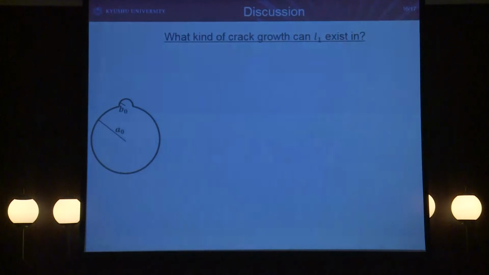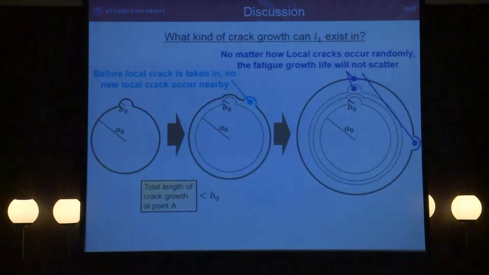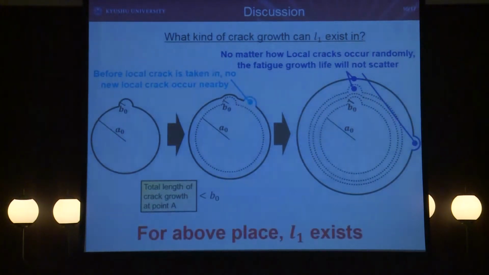And next discussion. What kind of crack growth can L1 exist in? This is crack 1. First condition, from the result, before the local crack is taken in by the main crack, no new local crack occurs nearby the local crack. And second condition, no matter how local cracks occur randomly, the fatigue growth life will not scatter. So, for the above reasons, L1 exists.